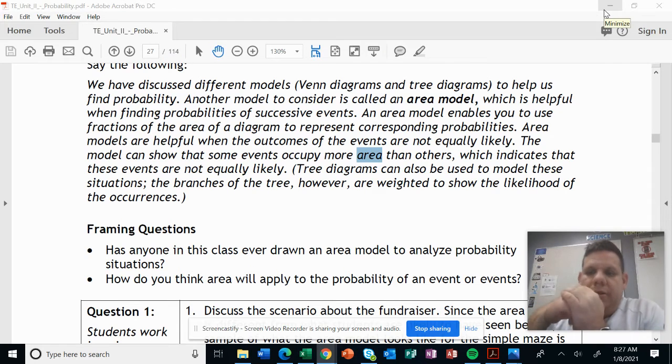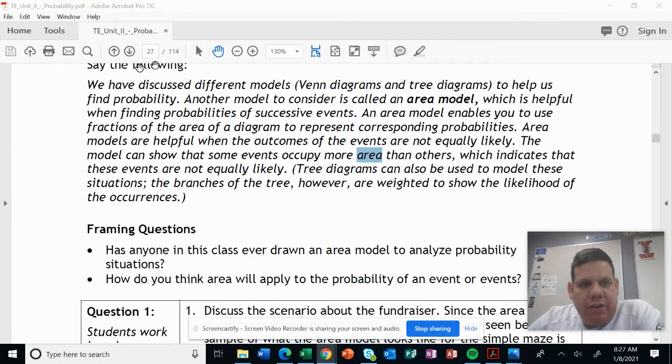Hey, good morning, students. Today we have a new topic, which is area models. And what is an area model? Okay, to say this in a very accurate way, I will read you the next extract of this book.